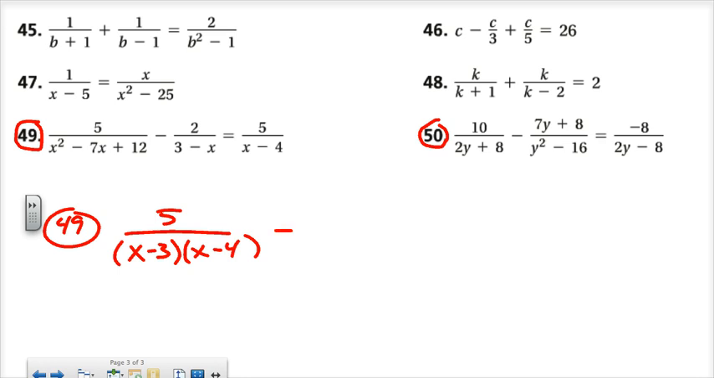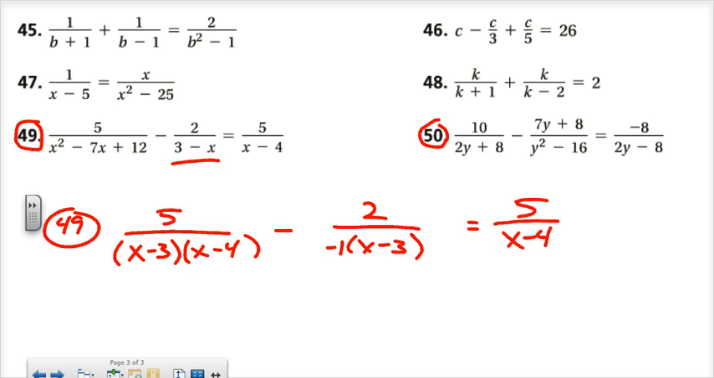Next up, 2 over 3 minus x. Now I'm suspicious of that one because it's backwards. You know what I'm going to do? I'm going to pull out a negative 1 and I'm going to reverse the signs. Remember, if you look at that and you're thinking, does that really equal 3 minus x? Well, negative 1 times x would give you negative x, and negative 1 times 3 would give you 3. And then we have 5 over x minus 4. That one's pretty good to go.